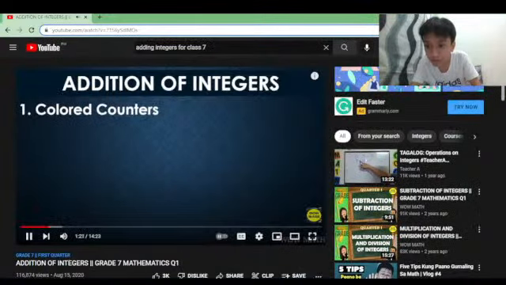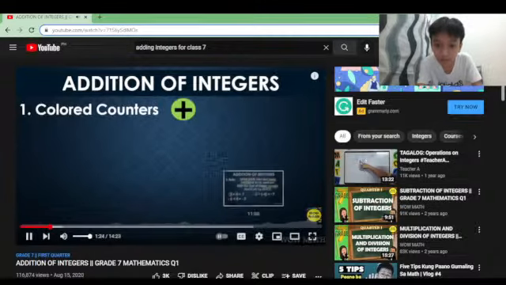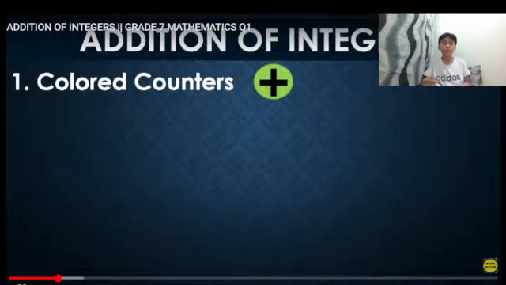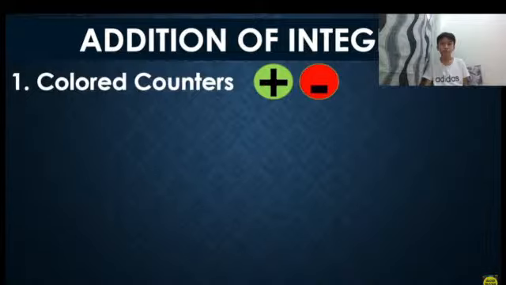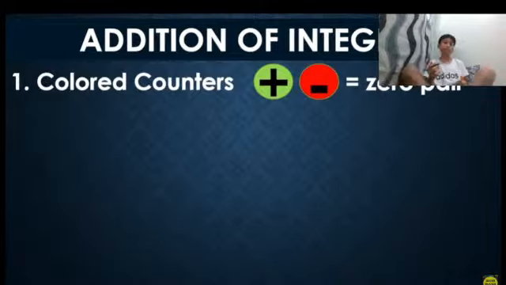Okay, so let us represent a positive integer as color green. And then for negative integer, let's use red. Okay, now remember that for every positive and negative pair, that is equivalent to 0. So ulitin ko, kapag nagkaroon ka ng isang green at isang red na pair, that is equivalent to 0. So ibig sabihin, wala na siyang value. Okay? Let's have an example.